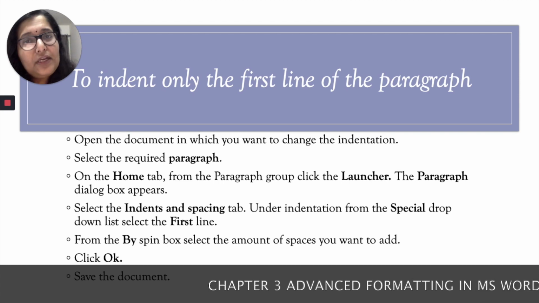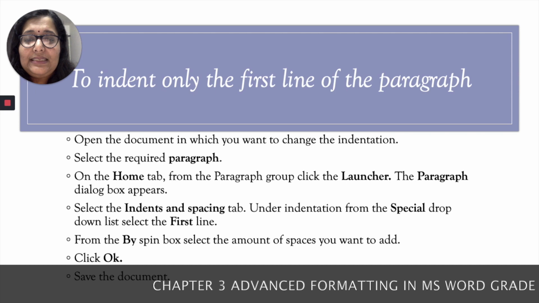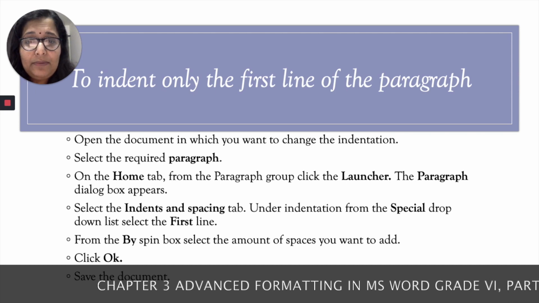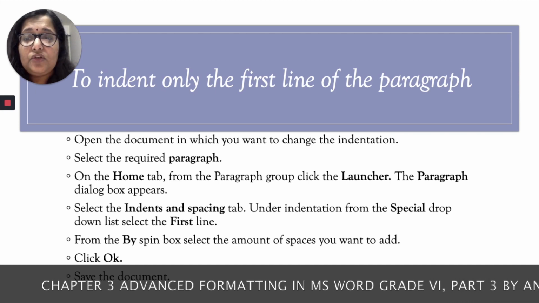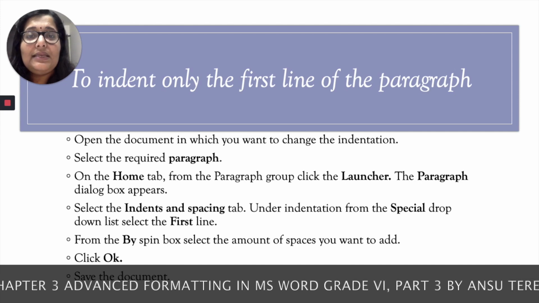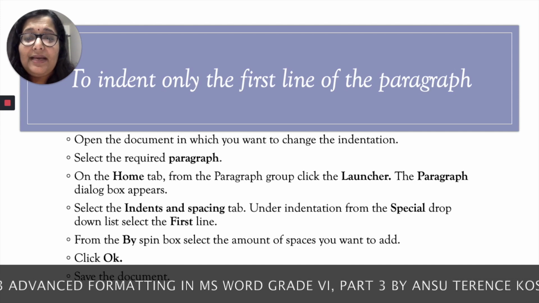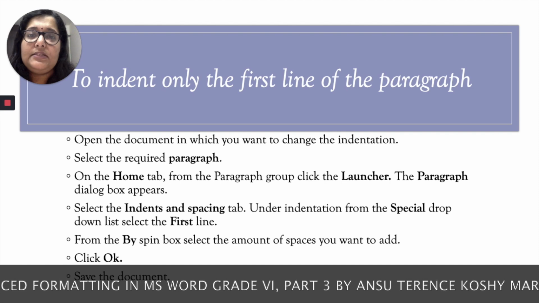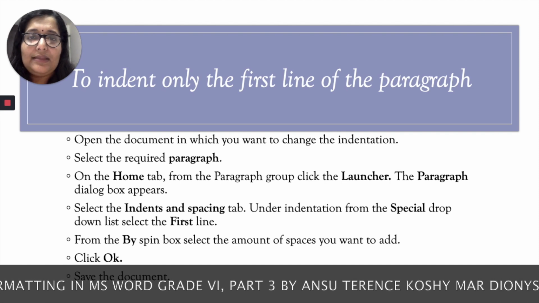The paragraph dialog box appears. Select the Indents and Spacing tab. Under Indentation, from the Special drop-down list, click First line. From the By spin box, select the amount of spaces you want to add, click OK and save your document.